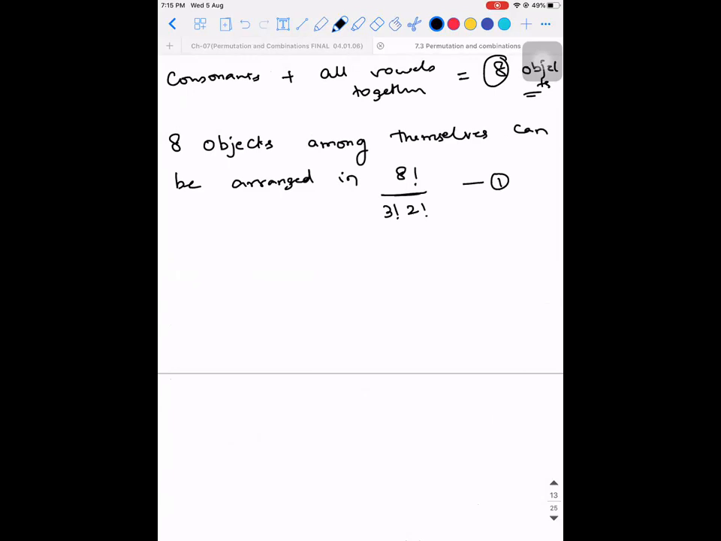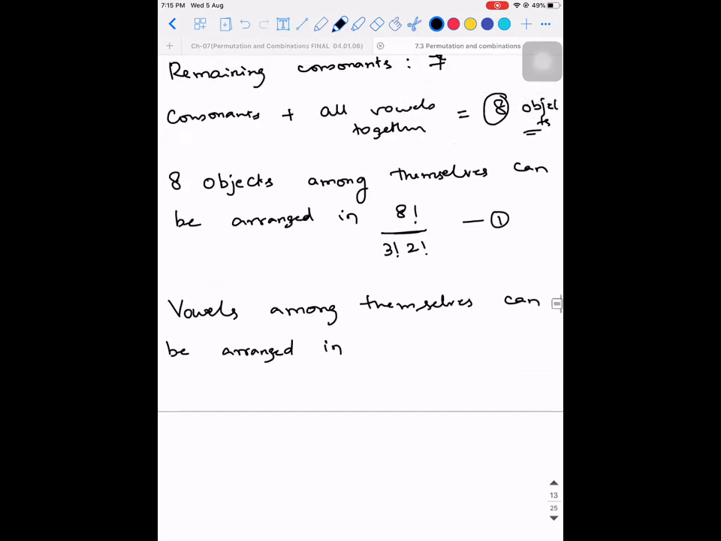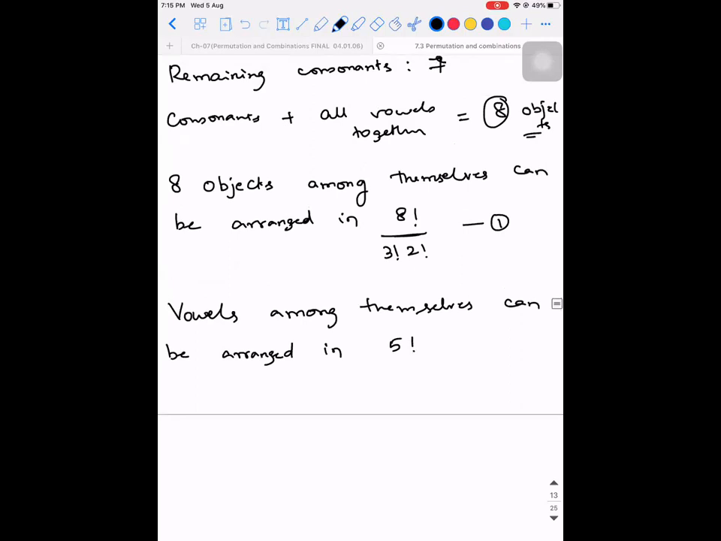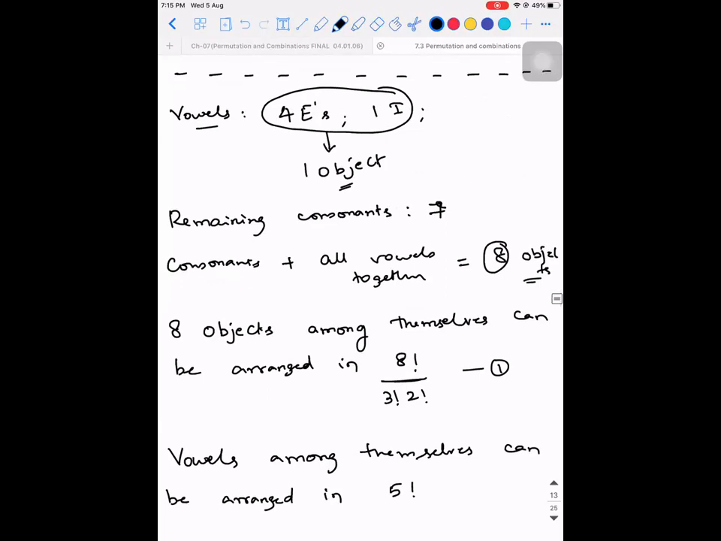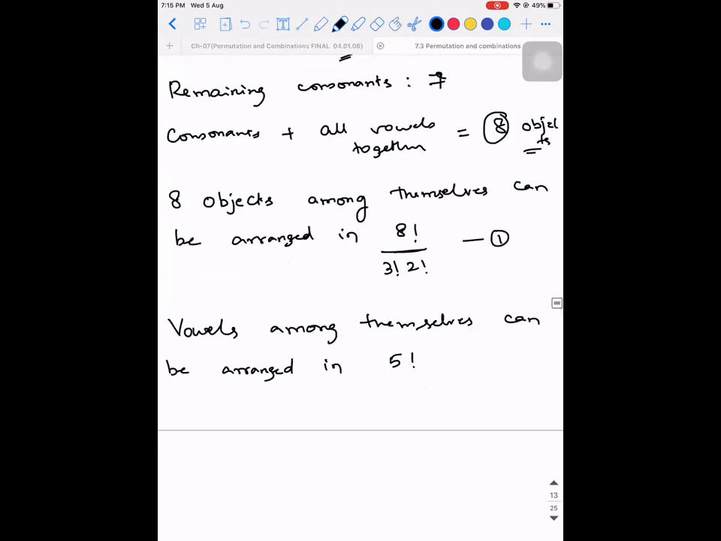Let this be 1. The vowels among themselves can be arranged in how many ways? 5 factorial, because there are 5 vowels. But in those 5 vowels, what is happening? 4 E's are getting repeated. So 5 factorial divided by 4 factorial.